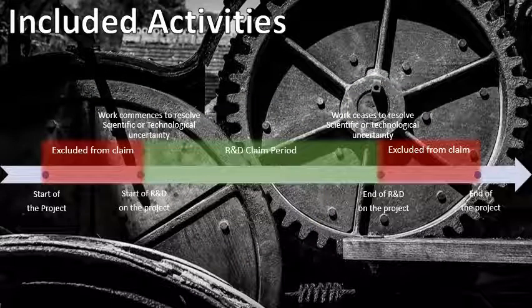Once you have identified the project advance and uncertainty, it is time to think about which costs are included within the claim. The scope of a project for R&D purposes is most likely to be different to the scope of the project for your business purposes. In R&D terms, a project starts when work to resolve the uncertainty commences. This is when you have identified that the technical issues that need to be resolved cannot be resolved by off-the-shelf information alone. An R&D project ends when the uncertainty is resolved or work to resolve it ceases.